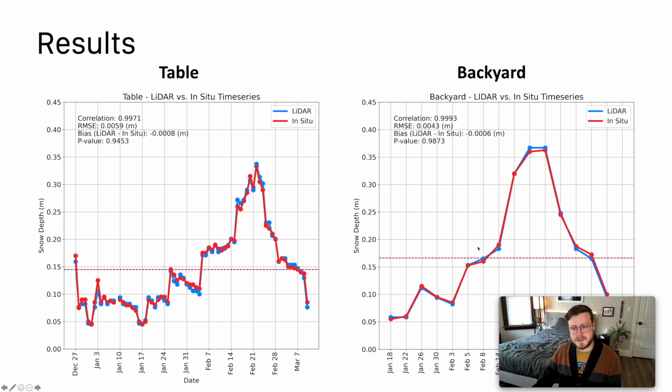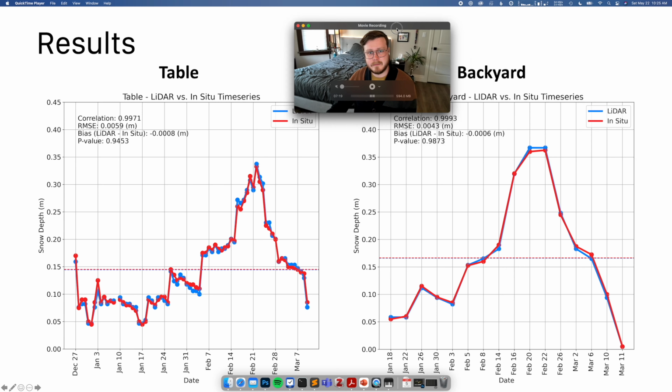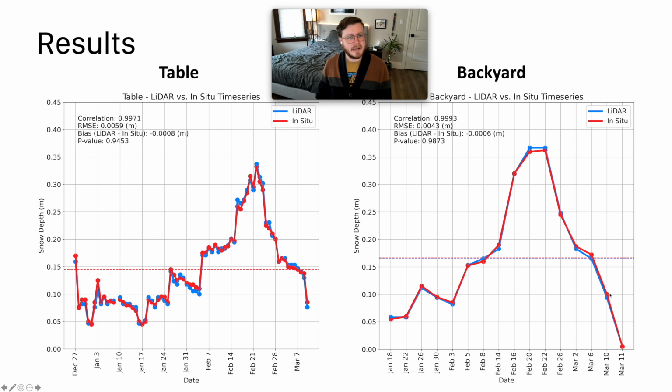And to show the results that we had from both test sites, I've got that pulled up here. On the left, we've got the table, a time series from the end of December to the mid-March, which was the snow season here in southern Ontario, and the snow depth on the y-axis in meters. And I have the backyard estimates on the right. And so the table estimates I took daily. So these are pretty much daily observations.